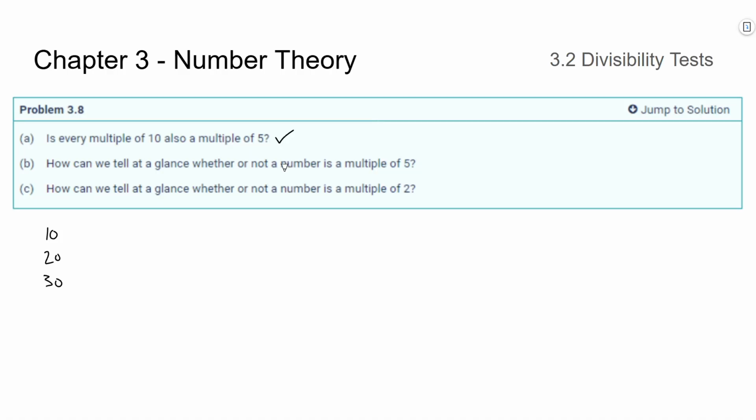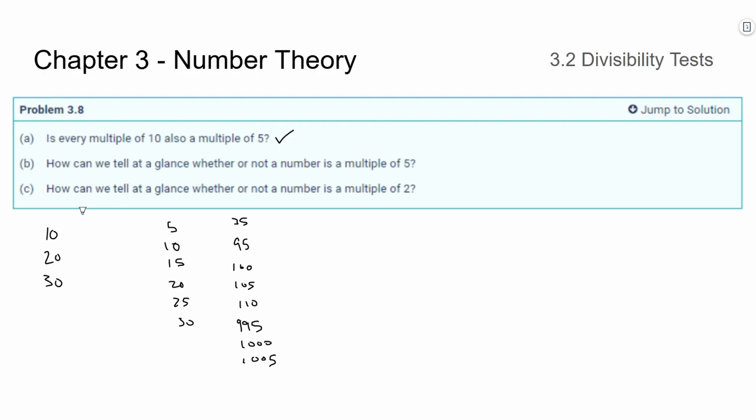Okay, how can we tell at a glance whether or not a number is a multiple of 5? Well, let's do the same thing we did in the last slide. So let's go over the multiples of 5. Multiples of 5 are 5, 10, 15, 20, 25, 30, 35. Let's jump to 95, 100. Let's get some 3-digit numbers in there: 105, 110. Okay, that's enough for a pattern, I think. If we wanted to do 995 and 1,000, so we have a 4-digit number in there, and 1,005.